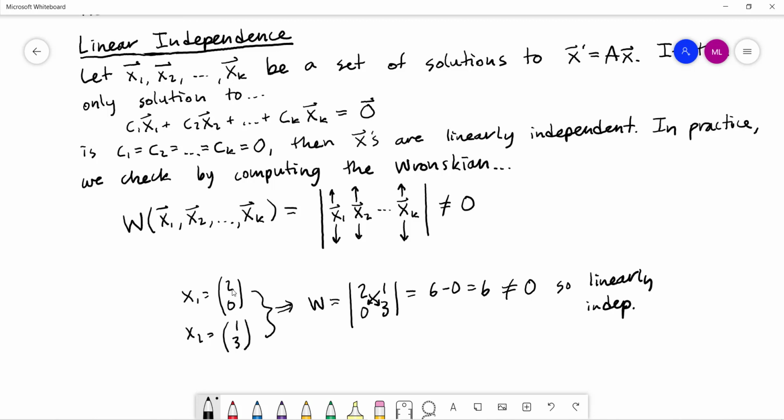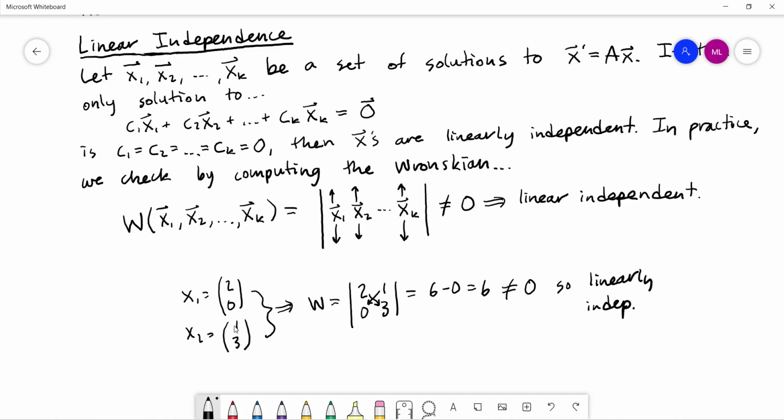And we could also just see that by observation. This vector is not just a straight multiple of this vector. Whereas alternatively, if I said, here's my x1 and my x2 is, I don't know, 3, 0 instead. 3, 0 and 2, 0 would not be linearly independent because I could just take the 2, 0, multiply by 3 halves, and I would have 3, 0. So again, not equal to 0 implies linearly independent. If it is equal to 0, then they are not linearly independent.